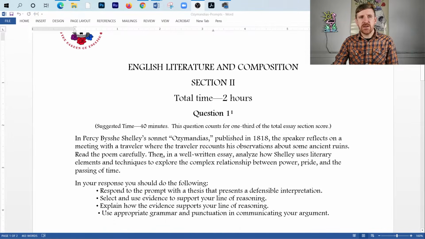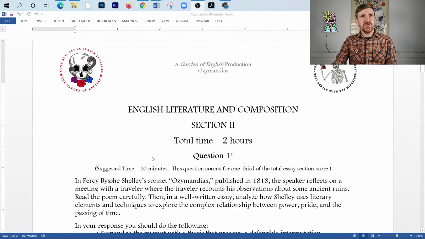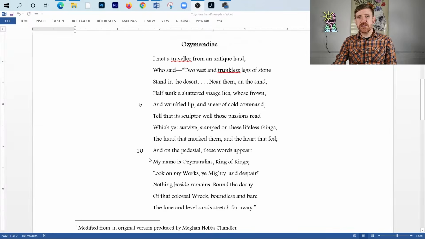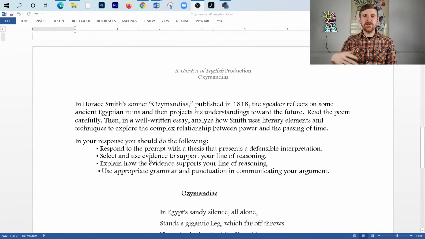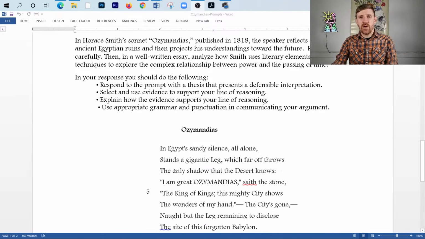And they were in agreement that they were going to write the same poem about the same set of ancient ruins with the same kind of themes, but they were going to do it their own way. And they did. So please note that you can access these Ozymandias poems here on Teachers Pay Teachers. You can actually access them for free just right down below, and you can access them for free on the Garden of English website as well. So however you want to access that, feel free to do so.